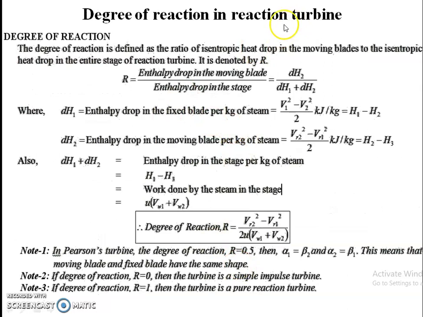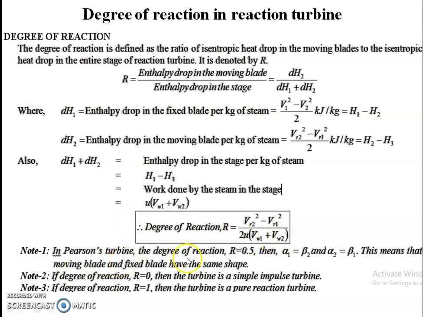The degree of reaction, which I already mentioned, is the enthalpy drop in the moving blade divided by the enthalpy drop in the stage. DH1 is denoted for the enthalpy drop in the fixed blade per kg of steam, and DH2 is the enthalpy drop in the moving blade per kg of steam. Finally we get the degree of reaction as VR2 squared minus VR1 squared by 2U times VW1 plus VW2.